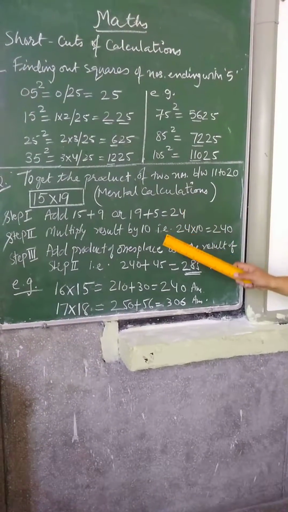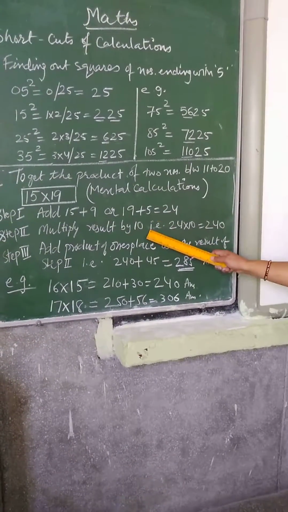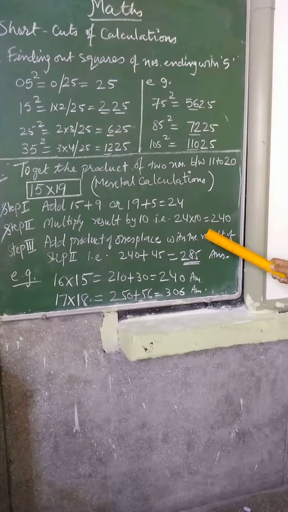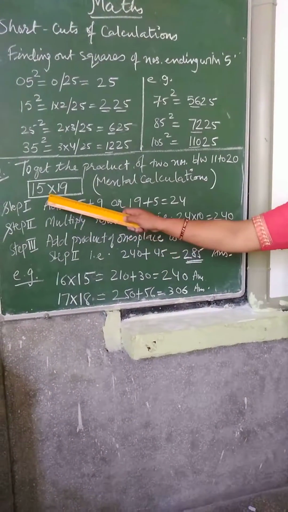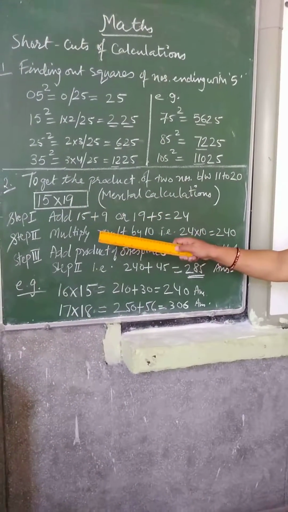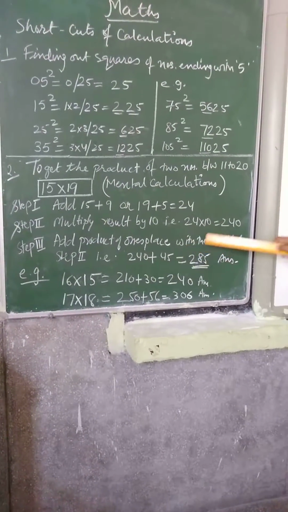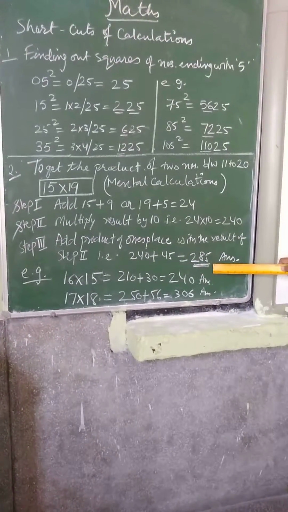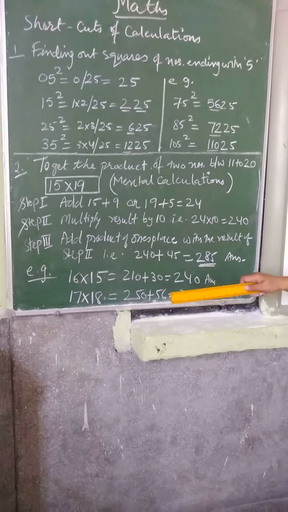This is the first step. Now, second step, multiply the result of the first step by 10. So 24 into 10 becomes 240. This 240 will be used in the third step. In the third step, very simply we have to multiply the ones place digits of both of the numbers, 5 and 9. 5 9s are 45. This result 45 will be added to the step 2 result. So 240 plus 45 becomes 285. This is the answer. So very simply, without using paper and pen, we can find out the product.